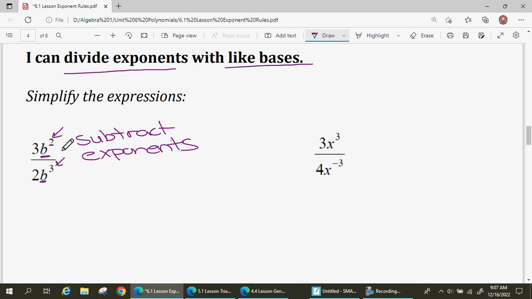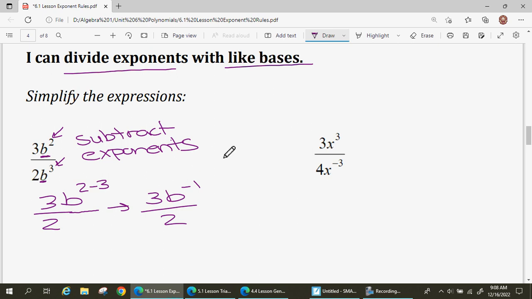We are going to subtract the top one minus the bottom one. And so we can divide 3 divided by 2. That gives us a decimal, so we're just going to leave it like that. That's as simple as that fraction gets. And then we will put our base in the top of the fraction. We do 2 minus 3. And that gives us 3b to the negative 1 over 2.